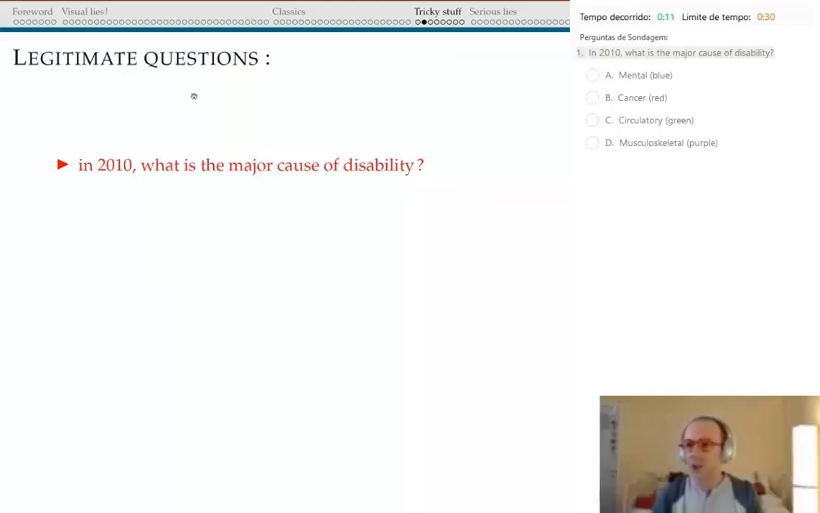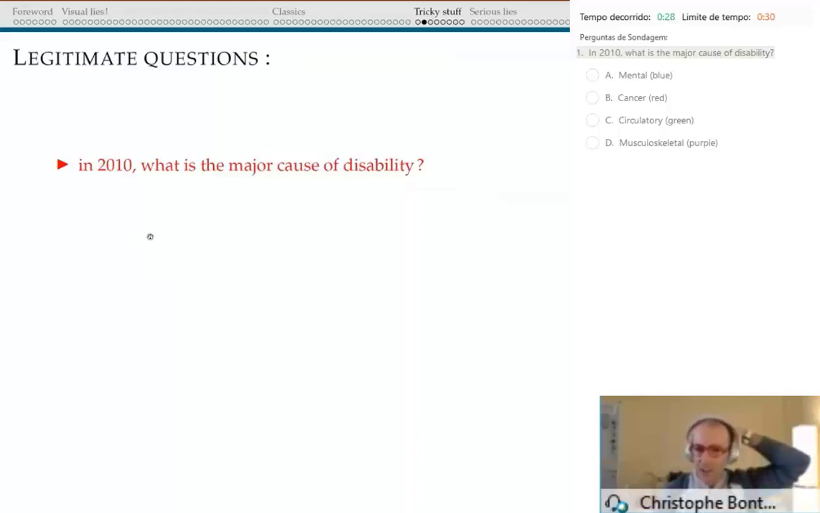So you can tell the color. Remember, there were lots of lines. What is the major cause of disability? Sorry, I didn't give you much time to read the graphic, but you have many lines over time. 2010 was the first line, the first year at the beginning. So you have a stack of lines over there.